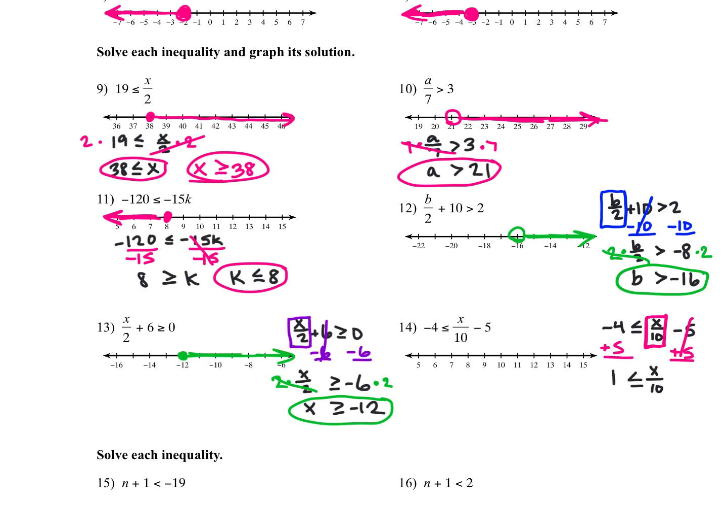Then we've got to multiply both sides by 10 to get x by itself. And what we get is 10 is less than or equal to x. Or we could rewrite that as x is greater than or equal to 10. We're just rewriting it in order to graph this inequality. And so we have a closed dot on 10, and greater than would go to the right.